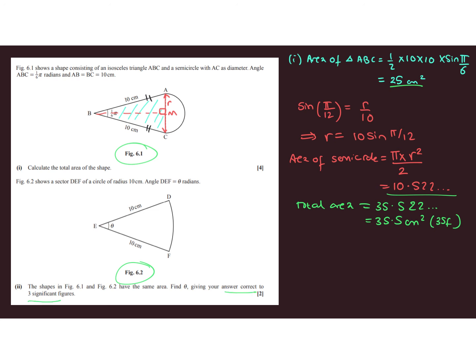Now, for part 2, we know that the area of a sector is given in radians by the formula a half r squared theta, and this must be equal to 35.522 dot dot dot. Now, r we know is equal to the radius of the sector, which is 10. Theta is what we are looking for, so we simply do a little bit of rearrangement here to work out the value of theta. And this comes to 0.71044 dot dot dot, so 0.710 radians to 3 significant figures.